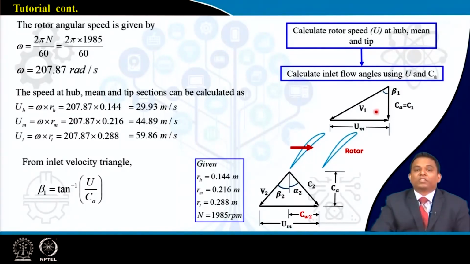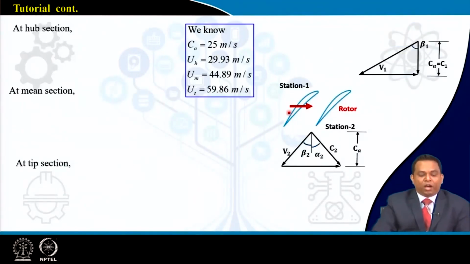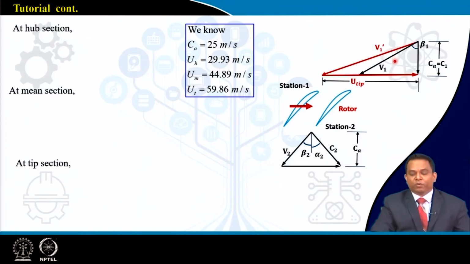So at different stations, we are aware of now our peripheral speed, we know what is our axial speed. So based on that, we can calculate what will be my blade angle at the entry, or my air angle at the entry. So at the hub station, this is representing how my peripheral speed is changing at the tip. This is representing what is happening at the hub station.